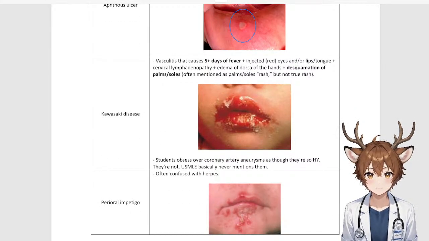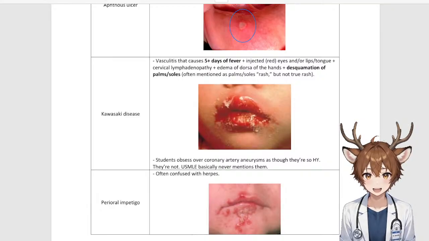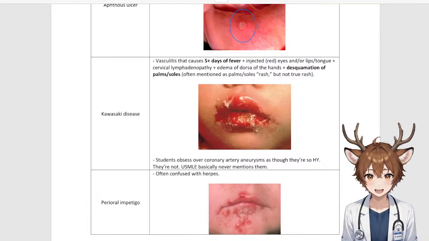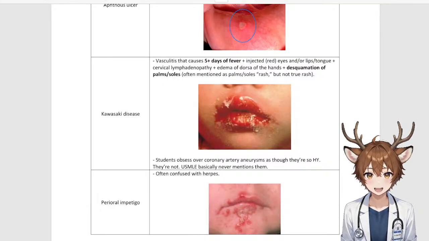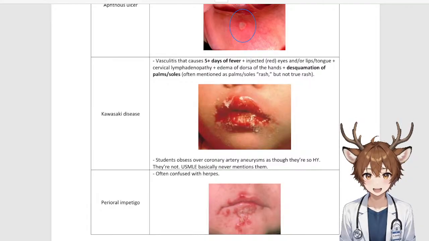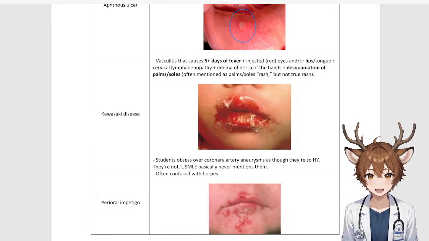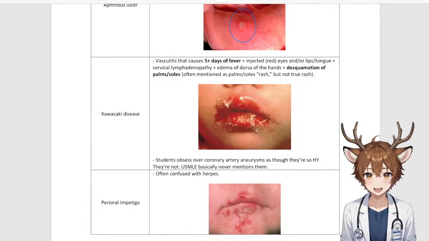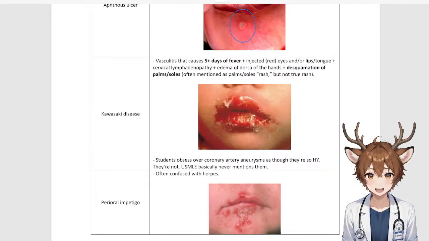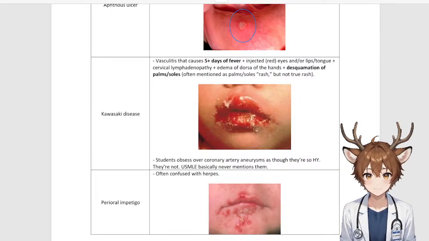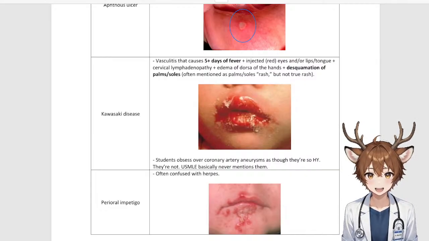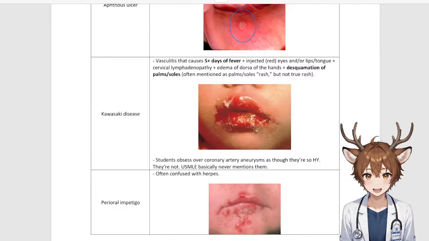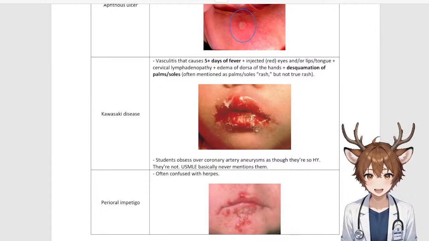Kawasaki disease is a vasculitis caused by 5+ days of fever plus injected red eyes and/or lips and tongue, plus cervical lymphadenopathy, plus edema of the dorsa of the hands, plus desquamation of the palms and soles, often mentioned as a palm and sole rash, but not a true rash. Students obsess over coronary artery aneurysms as though they are so high yield. They're not. USMLE basically never mentions them.